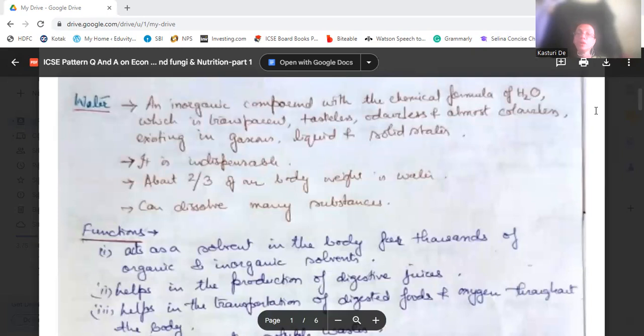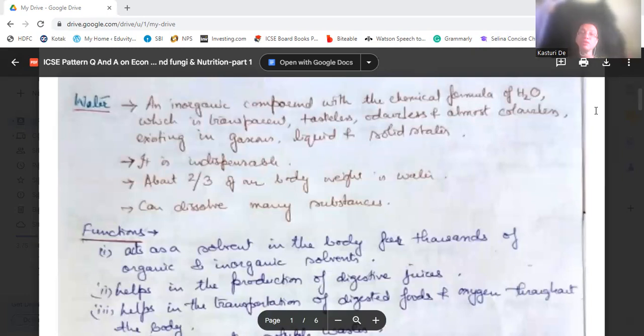Okay. Then it can dissolve many substances. Almost every substance can be dissolved in water. There are also many things which water cannot dissolve, but maximum things can be dissolved in water. Okay, and it acts as a solvent in the body.